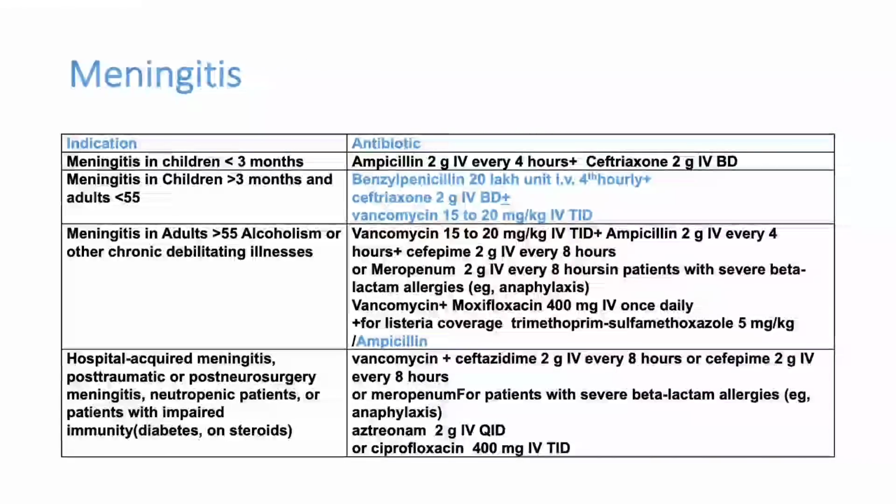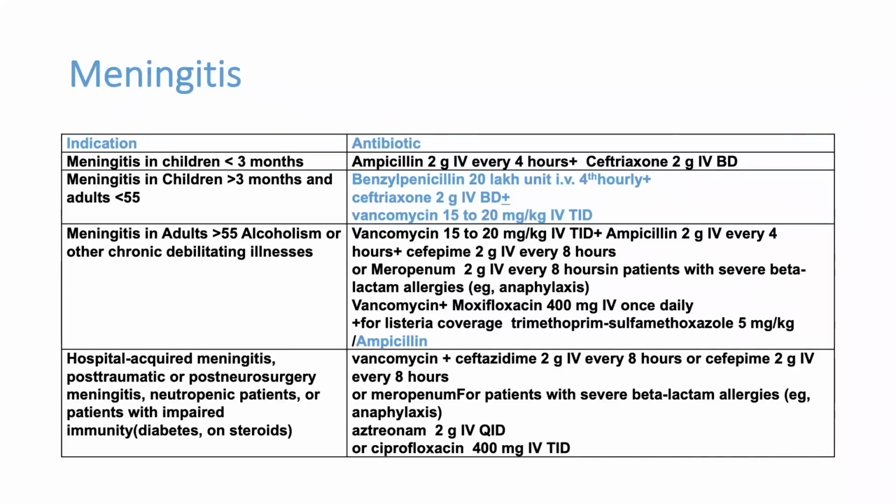Now, another important condition which can come to the emergency room is meningitis, infection of the meninges. Whenever we are seeing a meningitis case, we have to always take a proper history. MRI may be required, LP may be required in this type of patients. Before starting antibiotic, we have to give dexamethasone. So after giving dexamethasone, we can start the antibiotic.